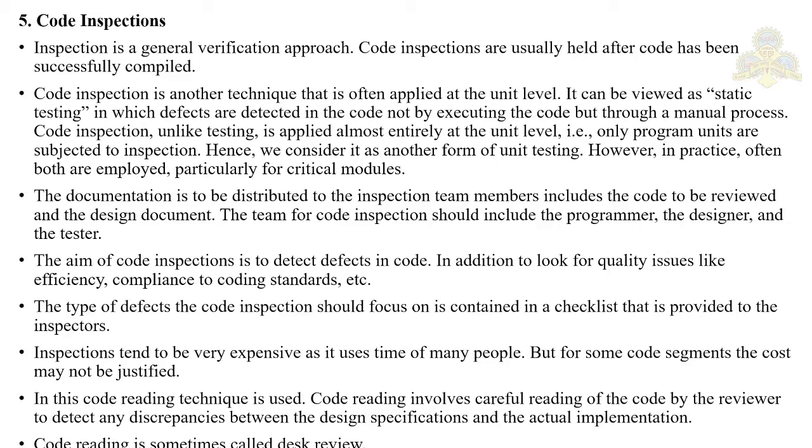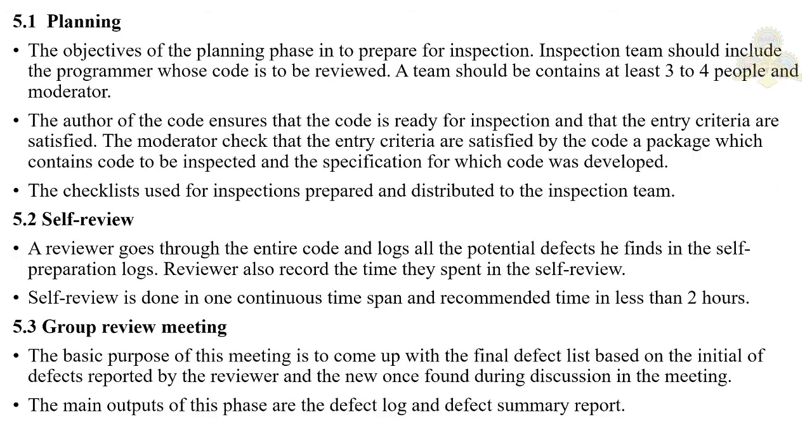Now, in the inspection process, we have three different stages. Those are planning, self review, and group review meeting. Now we will look into this. Okay. So now we will see what we mean by planning, right? Here in the planning phase, we have to prepare for the inspection. That is the main objective of this stage.